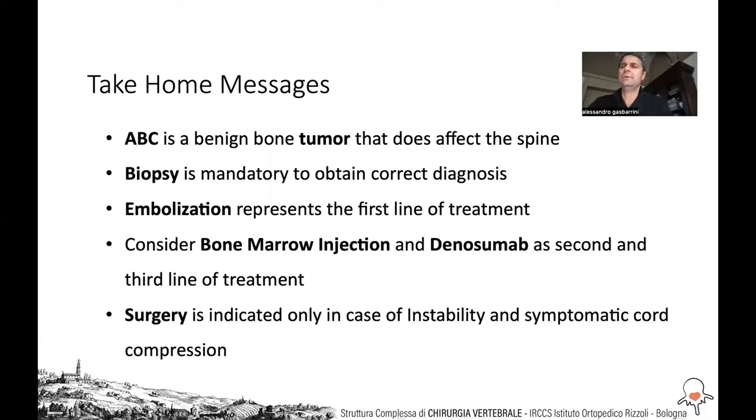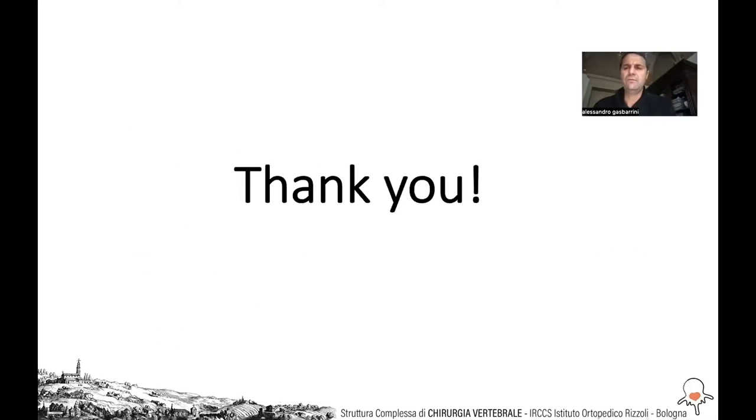In conclusion, ABC is a benign bone tumor that doesn't arise only from the spine. Biopsy is mandatory to obtain correct diagnosis. Embolization represents the first line of treatment. Consider the bone marrow injection or denosumab as a second and third line of treatment. And surgery is indicated only in case of instability and symptomatic cord compression. Thank you for your attention.